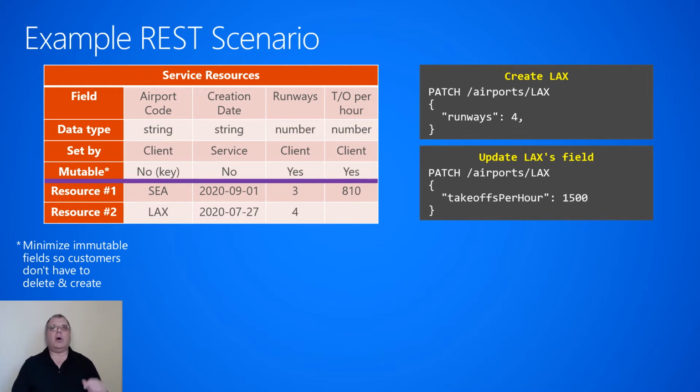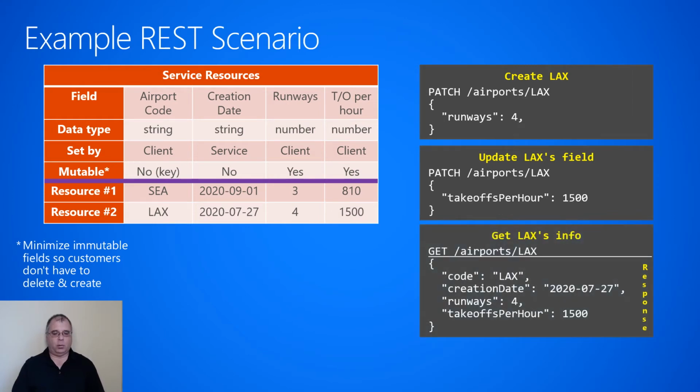Now let's say we want to go and update this resource in the service. Well, update can also be done with patch. So I'm going to patch to the same path that I had before, airport/LAX. And because this is a JSON merge patch payload, I'm saying here that I want to update the takeoffs per hour field to be 1500, and I don't want to change any other field. So that's just going to update this one field here for the LAX resource to 1500.